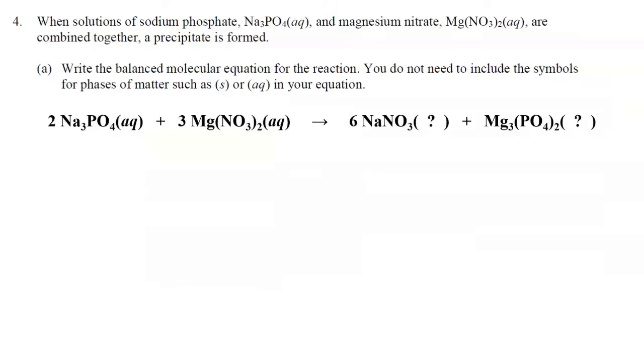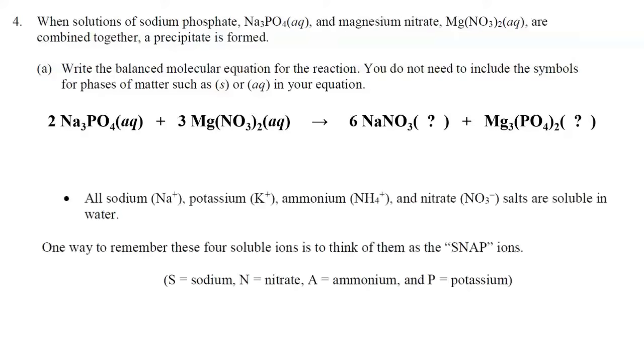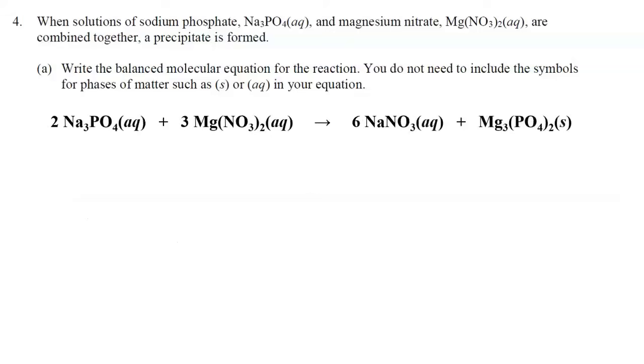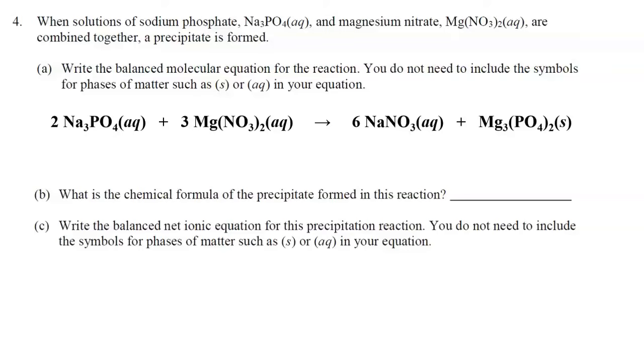I put question marks where I'm going to write either AQ or S for aqueous or solid. I have to remember those snap ions. Since sodium and nitrate are members of the soluble snap ions, that means that sodium nitrate would be soluble, or AQ, aqueous, and then my precipitate would be the magnesium phosphate. So part B, what is the chemical formula of the precipitate? Mg3(PO4)2, and then write the balanced net ionic equation for this precipitation reaction.